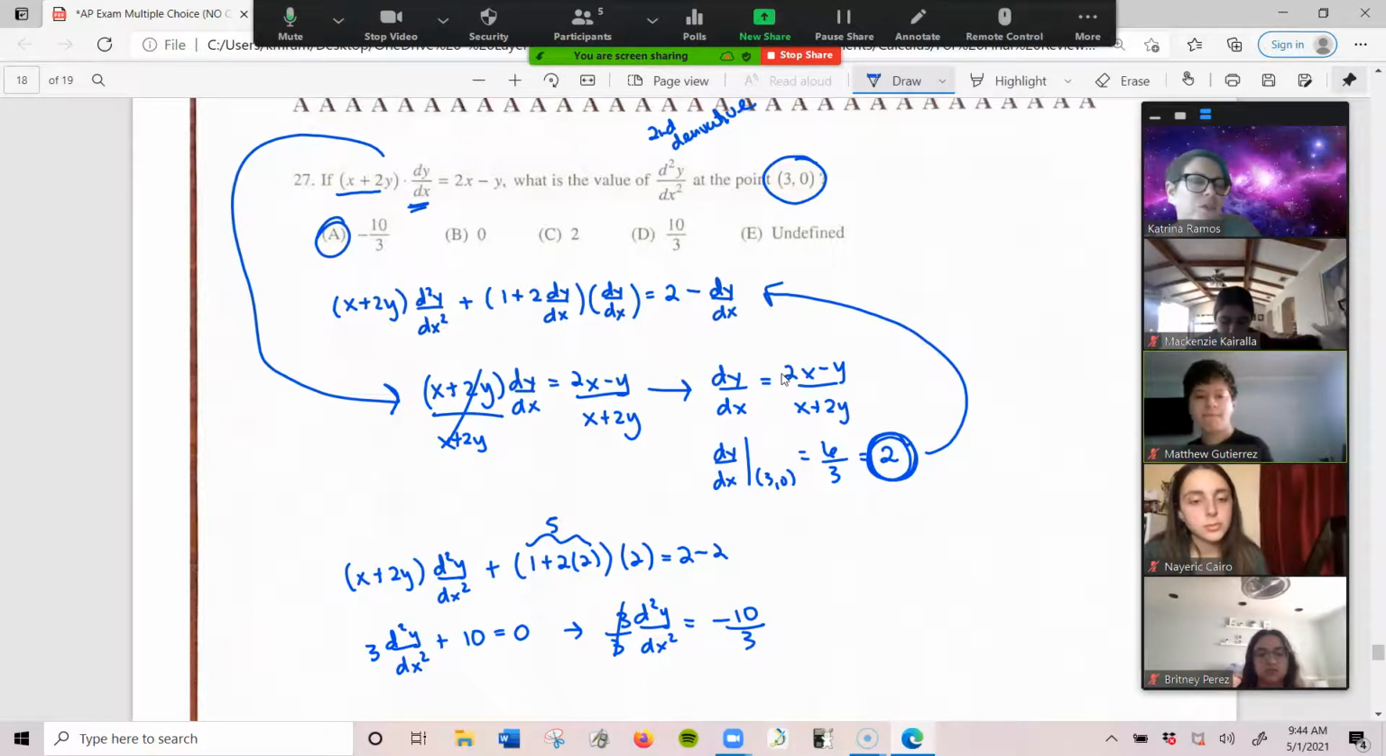There's several ways you could have solved for this, right? Like if you didn't recognize to do this part here like I did here, you can also have solved for dy dx like I did there, use the product rule, right? And then plugged in the point everywhere you saw x and y. Questions? Okay.